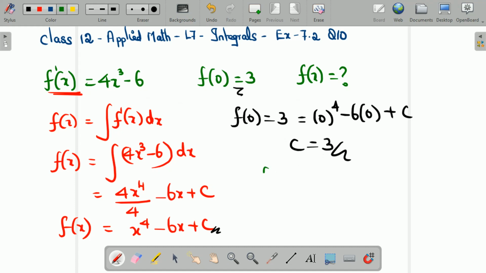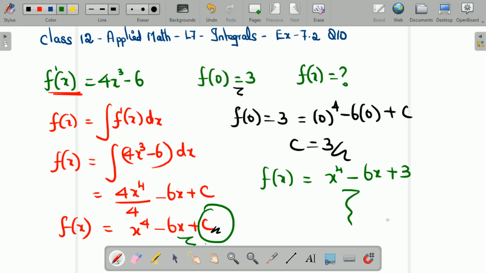So now let's write what is f of x. f of x is equal to x power 4 minus 6x plus 3. Whatever was the value of c you found, you just substitute it in this particular expression. Thereby, we get the value of f of x.